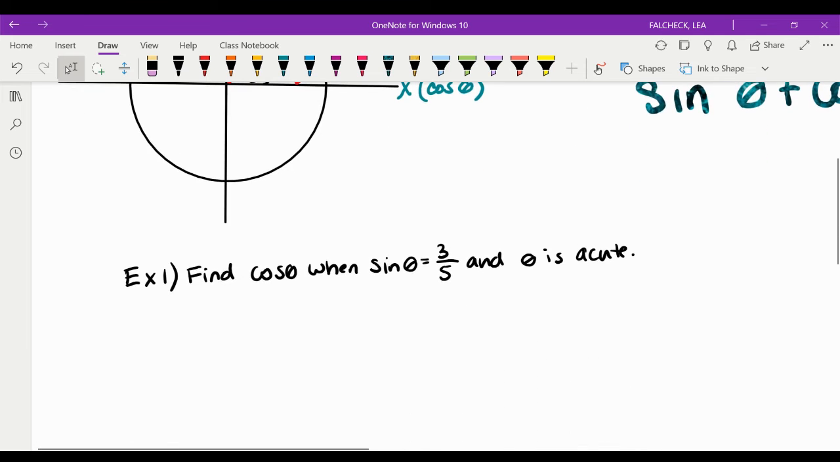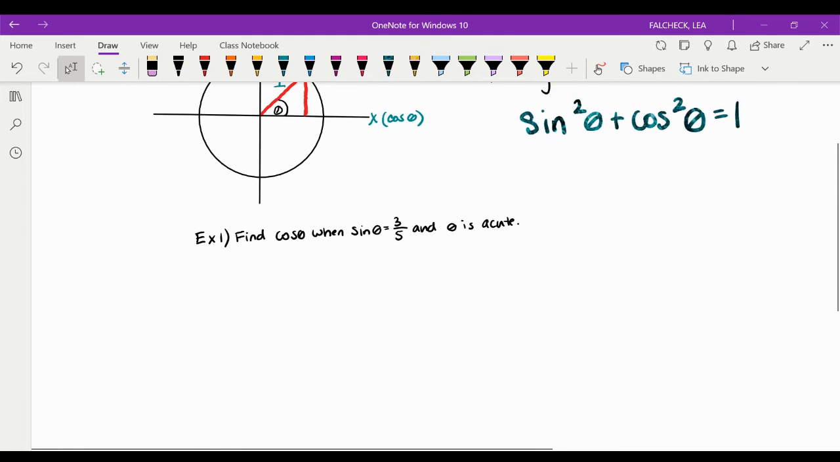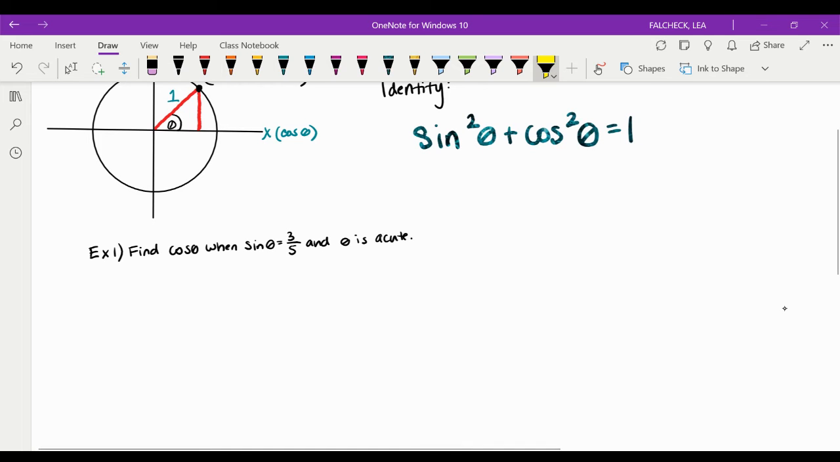Let's do this application problem down here. It says find cosine of theta when sine of theta equals 3/5 and theta is acute. So I just need to find the value of cosine theta. Notice how it's not saying find sine. Notice how it's not saying find theta, right? It's saying find cosine of theta.